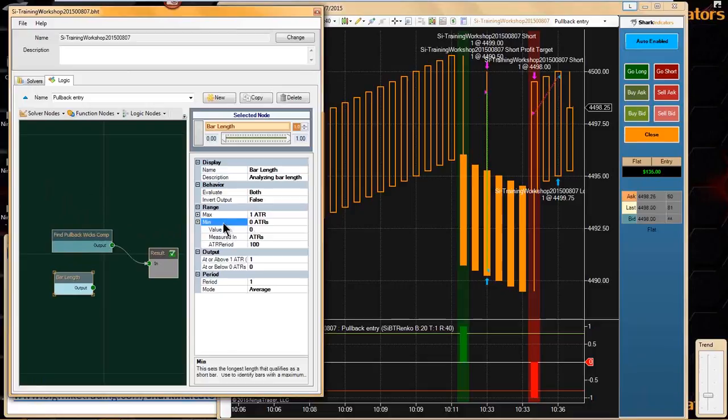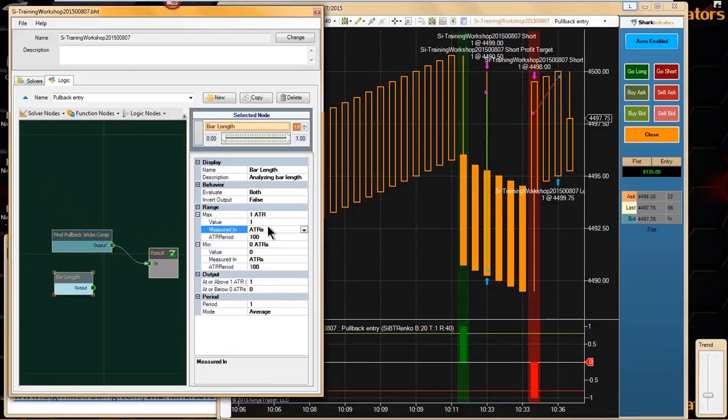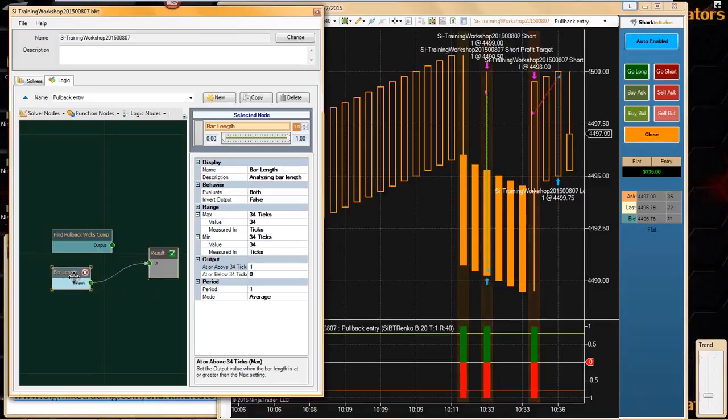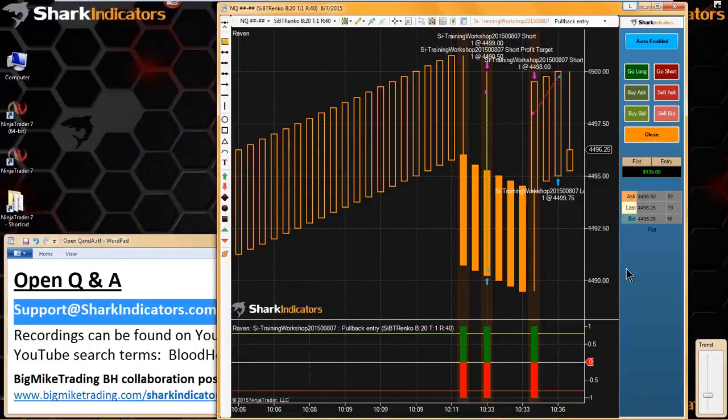All right, so with the bar length solver, I'm going to set both of the measurements to ticks, and we want 34 ticks on both of these, like so. And connect that up. Now, the bar length solver is going to give you a long and a short output. So we need something. Well, actually, let's just leave it at that, and we'll see what happens here.